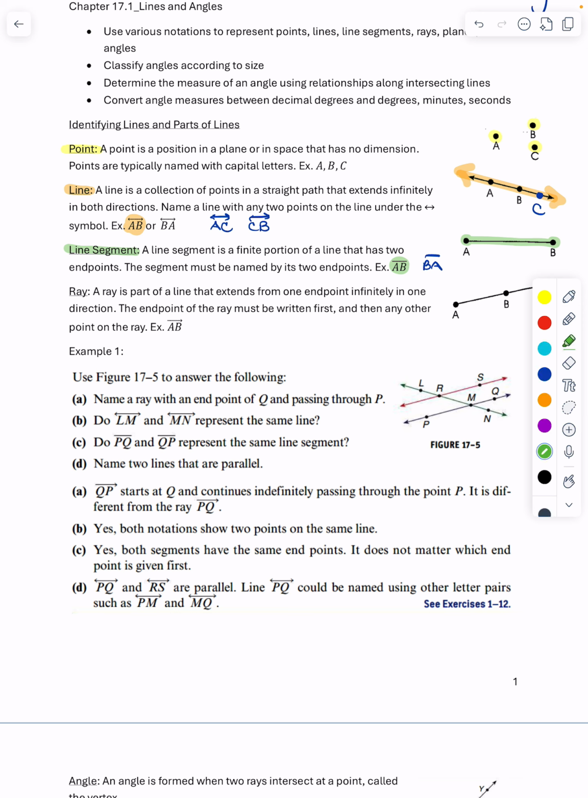Direction does matter when we talk about rays. So a ray has to start at an endpoint. And that is the first point we list. So this here, starting at A, going through B, that's the ray AB.